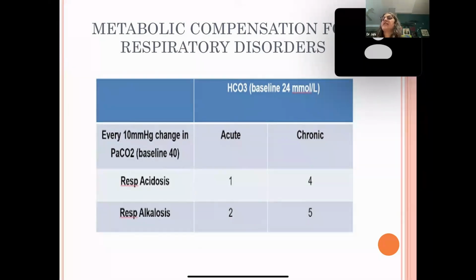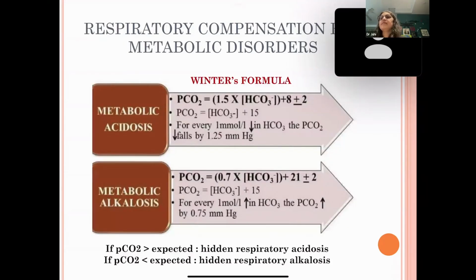Okay, in respiratory alkalosis, if our CO2 has decreased by 10, supposedly to 30 from 40, then bicarb will decrease by 2 and in chronic the bicarb will decrease by 5. Okay, so 1, 4, 2, 5, this is how we remember the table.